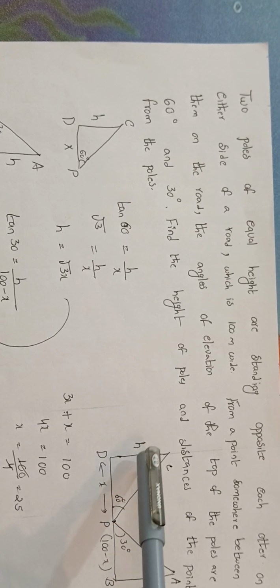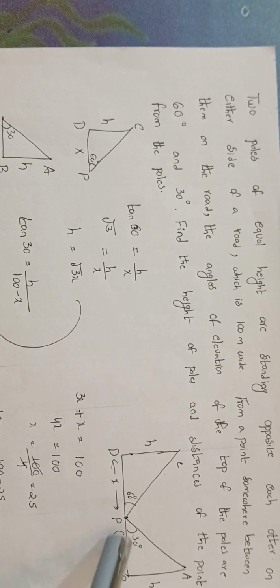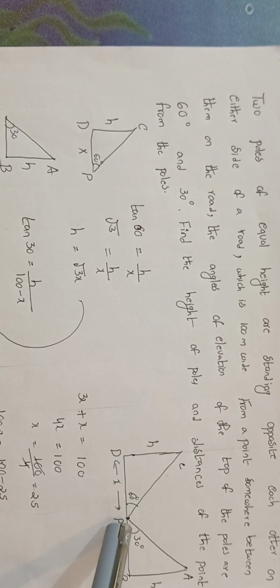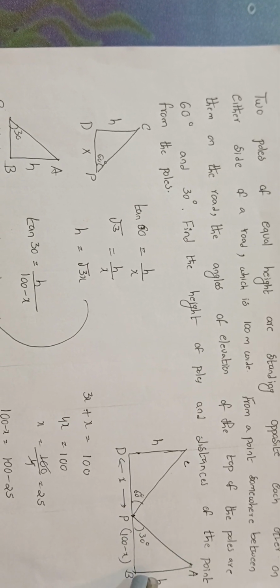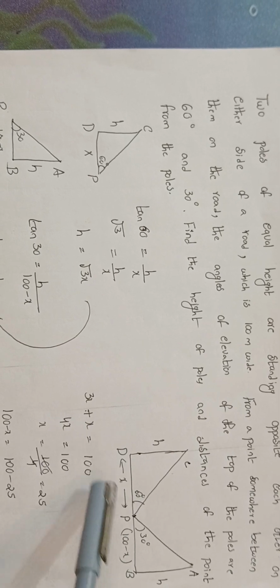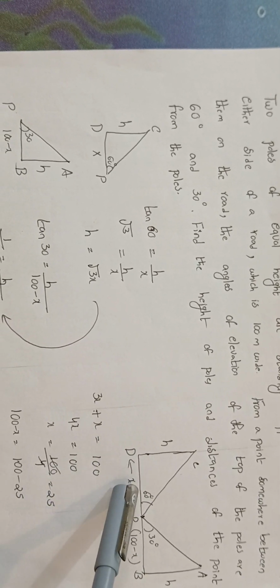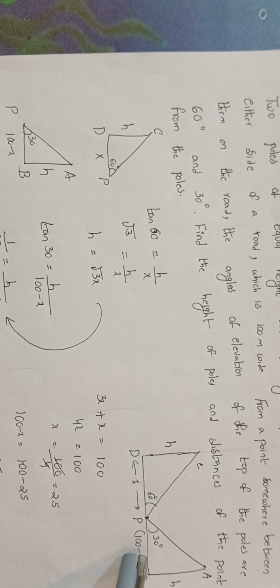These are the two poles present on either side of the road, 100 meters wide. The angles of elevation from the top are 60 degrees and 30 degrees. We have to find the height and the distance from the point P. Let us assume the distance between these two points be x, and hence the distance is 100 minus x between P and B.